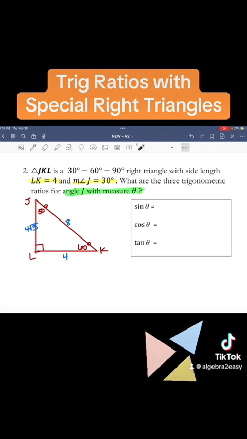So if we go to angle J here, let's go ahead and label our sides. So notice that 4 is opposite from 30 degrees. So I'm going to put OPP. Now, if we look at 4 radical 3, it is right beside 30 degrees. So that's your adjacent side. And then if you look, across from the right angle is 8. So that's going to be your hypotenuse. So now you are ready to use SOHCAHTOA.